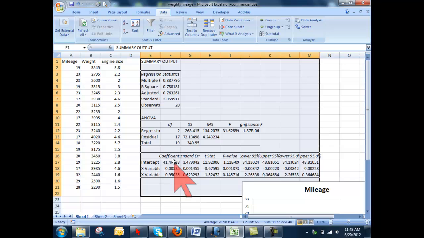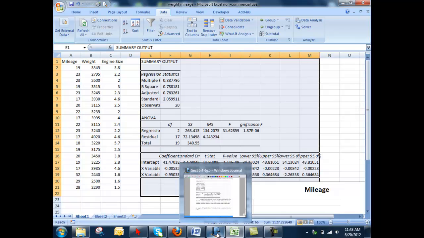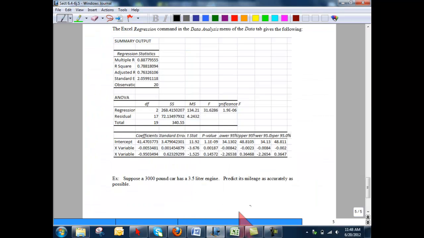And now here are some numbers that I'm interested in. 41.47, negative 0.00535, and negative 0.950. It's very important to keep track of the order. So the X variable for this line came from the weight column, and the X variable for the bottom line came from the engine size column. Okay, so let's come back, and here is the output copied.